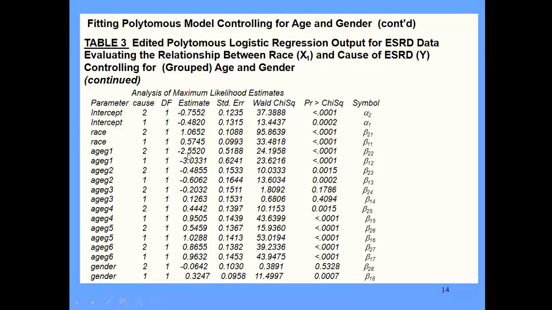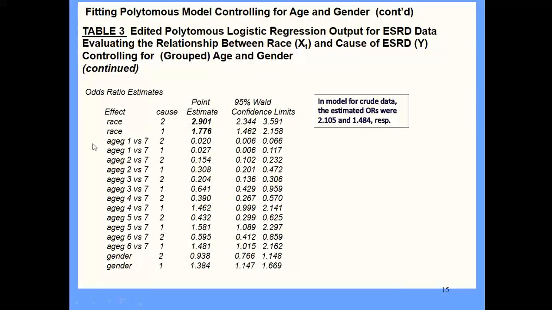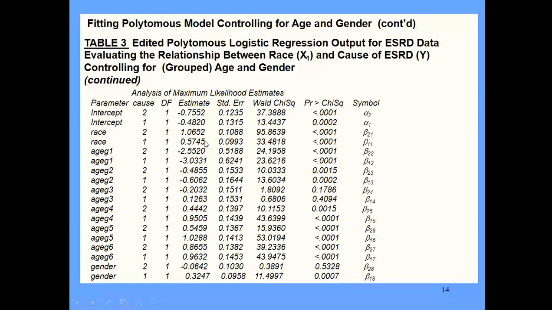What's the odds ratio for the effect of race controlling for age and gender in this model? It's e to this one and e to that one. This is a no interaction model. Now, I could worry about interaction, but I'm trying to make it simple here, not dealing with interaction. So it turns out that e to those coefficients is 2.901 and 1.776, which is not the same thing as what I got when I used the crude data.